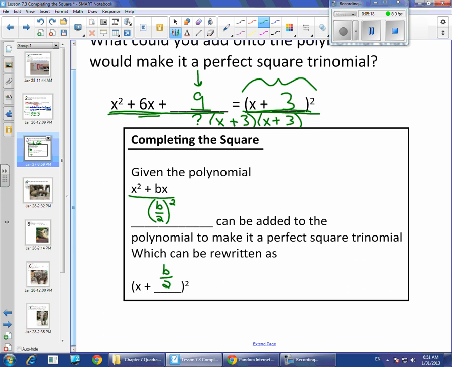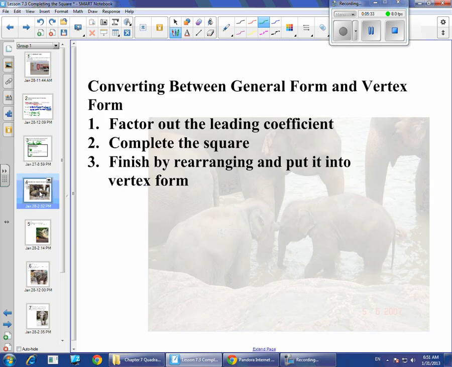Okay, so that's the process of just completing the square, making something a perfect square trinomial, and then factoring it out, writing it as a binomial square. All right, now it seems a little complicated, but now we're going to put it together with a couple other things. These are the steps we're going to follow. So if I'm going to do the whole process.